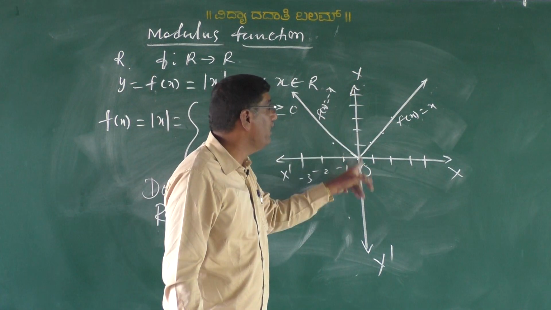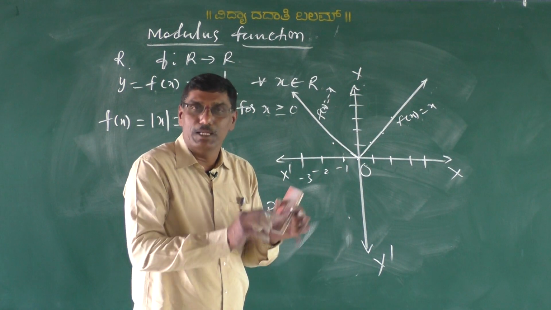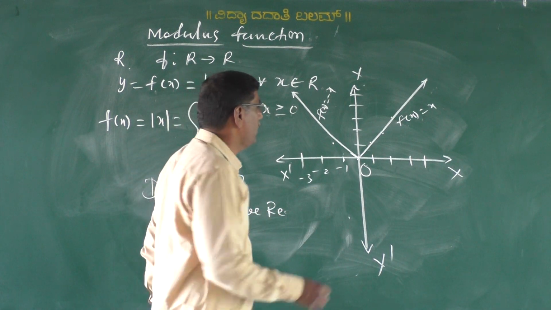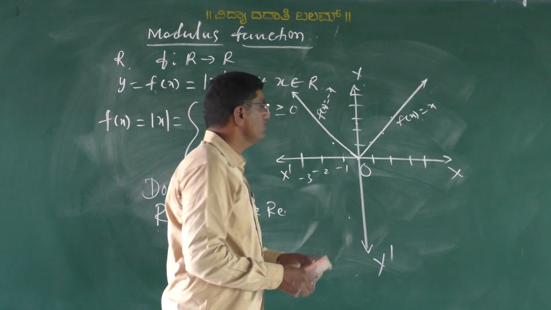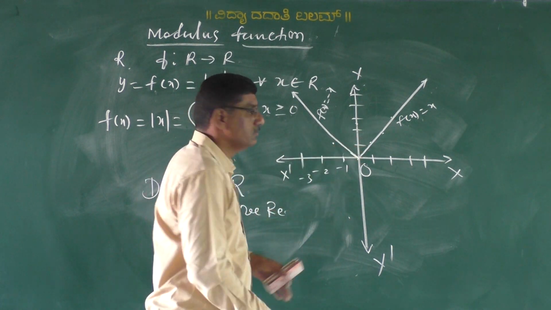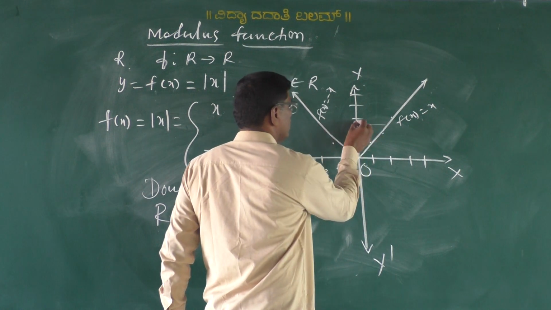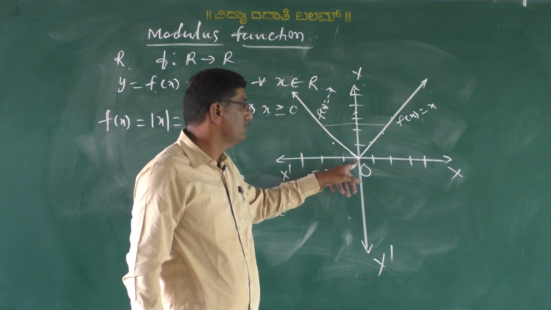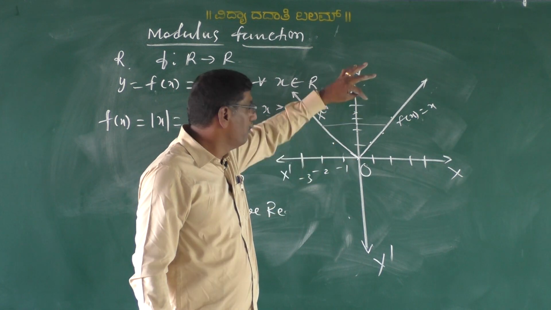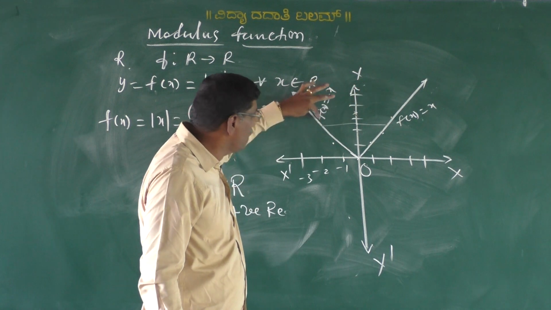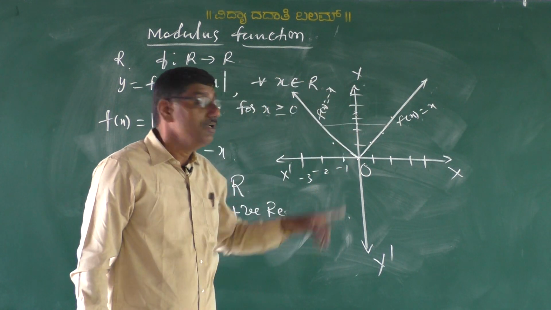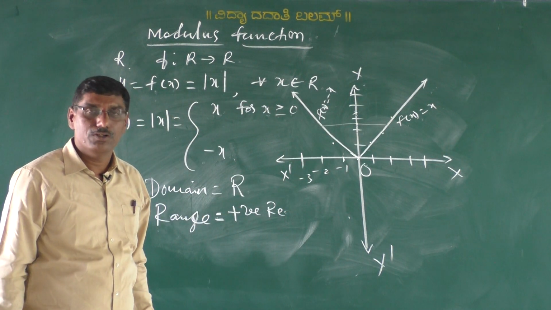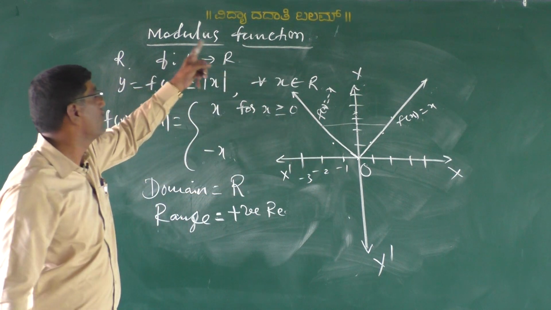This graph is symmetric about y-axis. The meaning of symmetric is, see here, the distance from the y-axis on this side is the same as on this side. For any point you consider, the distance is the same on both sides. That is why we call it symmetric. Are you understood? This is the graph of modulus function.